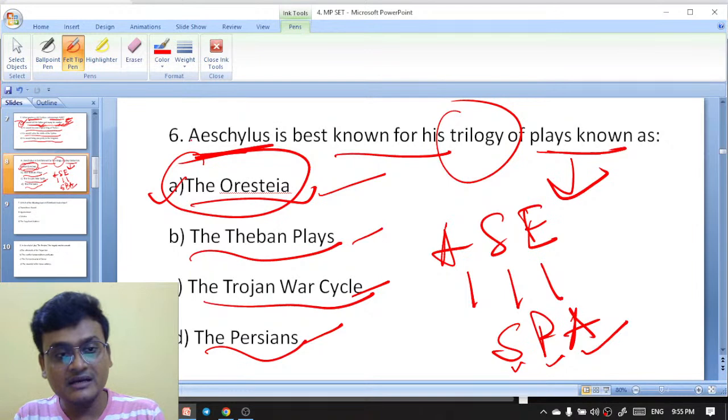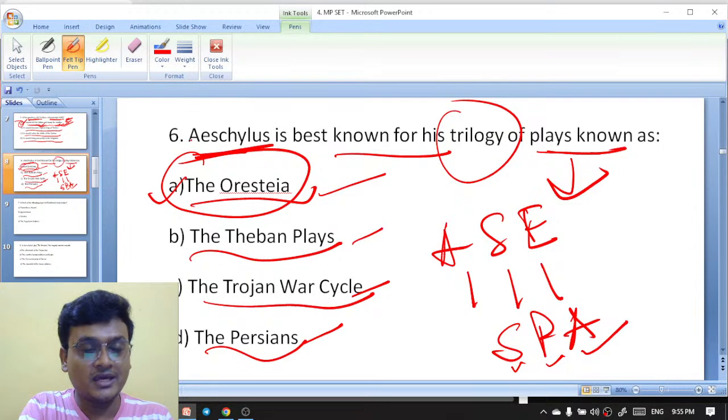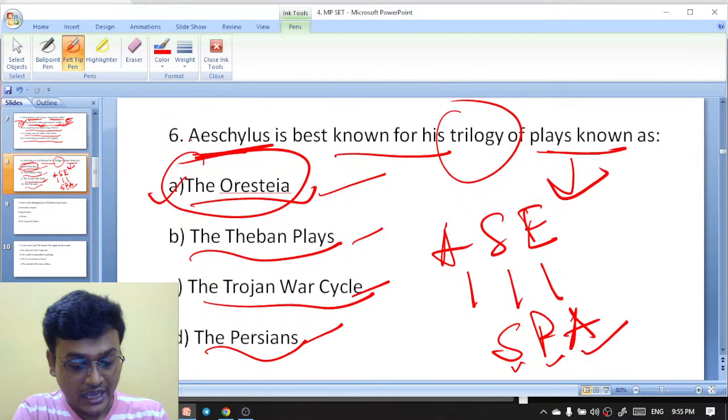The first play is Agamemnon, then the Libation Bearers, and the last one is Eumenides. It consists of three plays, written by Aeschylus, dealing with the killing of Agamemnon by his wife Clytemnestra. The wife kills the husband Agamemnon because Agamemnon had sacrificed his own daughter. That's why Clytemnestra took revenge.